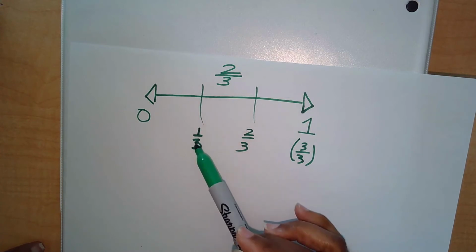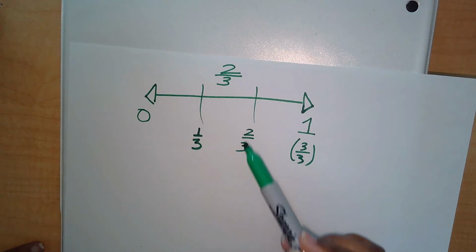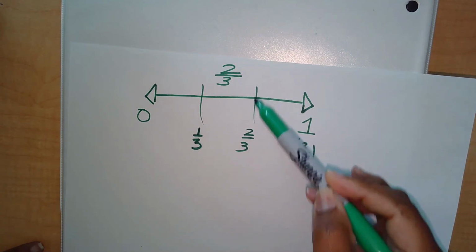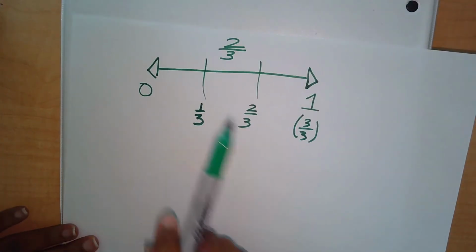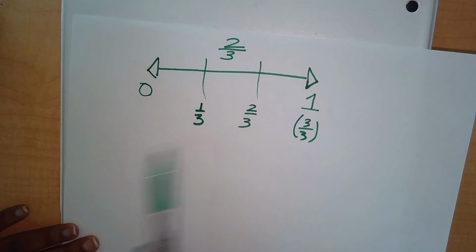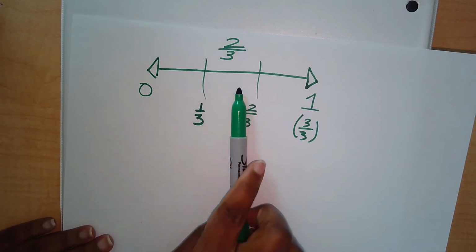Is this 2/3? No. Is this 2/3? Yes, it is. So this is how we were able to represent and show where 2/3 can be found on a number line. Notice only the thirds can be found on this number line. We can't find fifths, we can't find sixths, we can't find halves because we only have 3 equal parts.